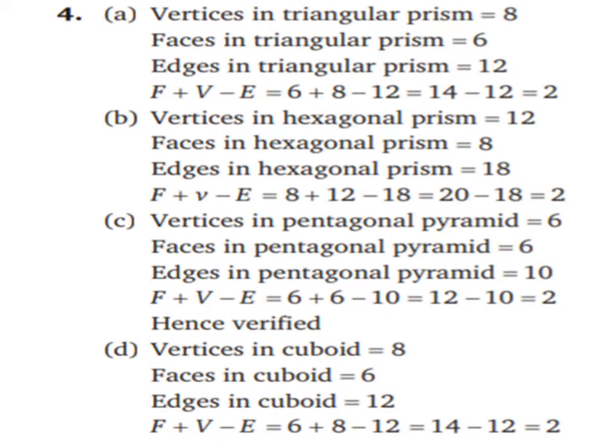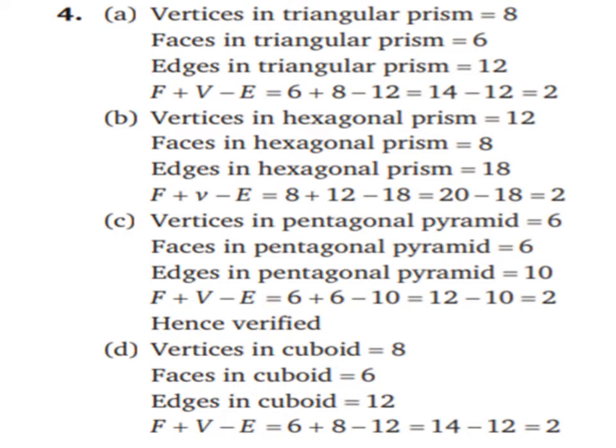Okay. Now B part, hexagonal prism. So vertex in hexagonal prism equal to 12, faces is 8, edges is 18. Okay. Now put the value of vertex, faces and edges. So 8 plus 12 minus 18. So 20 minus 18 equal to 2.